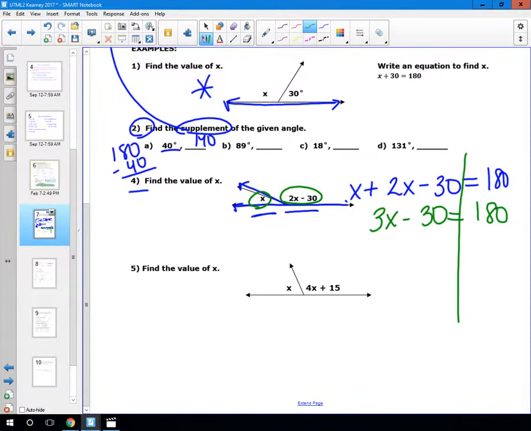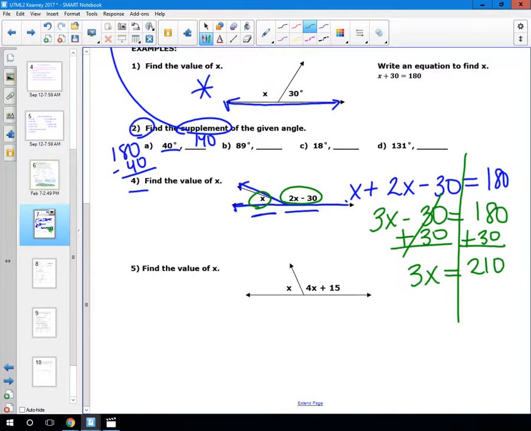What do you want to get rid of first when solving this? I want to get rid of that constant. So I'm going to get rid of that minus 30. And to get rid of minus 30, we're going to do the opposite. So we're going to add 30. And remember, whatever I do to one side, I have to do to the other. So I'm going to add 30 to the other side. So I get 3x equals 180 plus 30. It's going to give me 210.